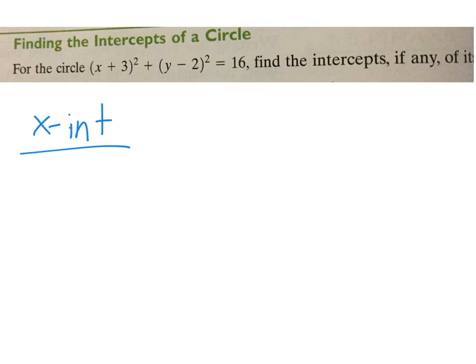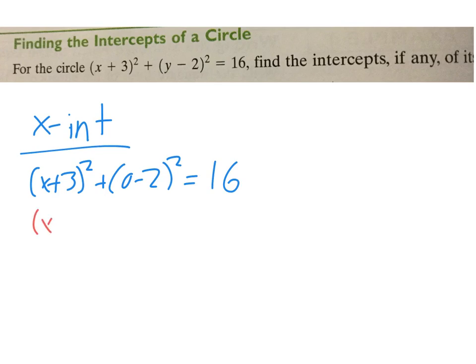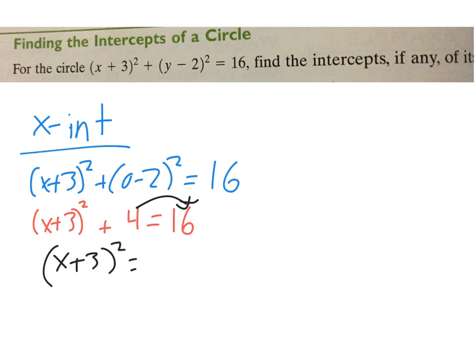So the x-intercept is found by plugging in 0 for y. So let's do that. That gives me (x plus 3) squared plus (0 minus 2) squared equals 16. I'm just going to leave it as (x plus 3) squared for right now. Plus, this is negative 2 squared, which is 4, equals 16. Now my goal is to get x by itself. So I'm going to move the 4 over. It becomes negative, so that gives me (x plus 3) squared equals 12.